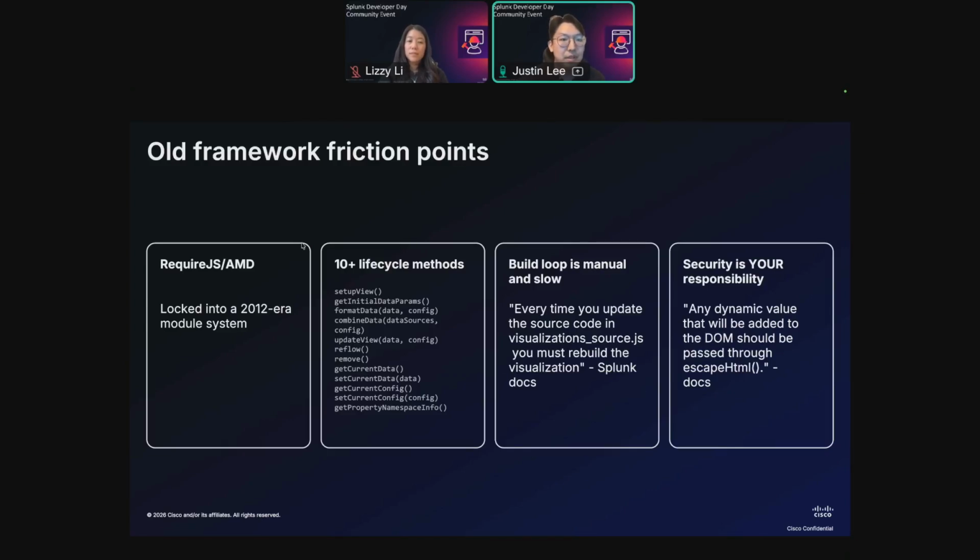So to begin, one of the biggest friction points in the old framework was the require.js slash AMD module. That was a legacy convention that is outdated, and it is not a good developer experience. It uses old conventions like require and function keywords that are just not relevant for a modern developer experience.